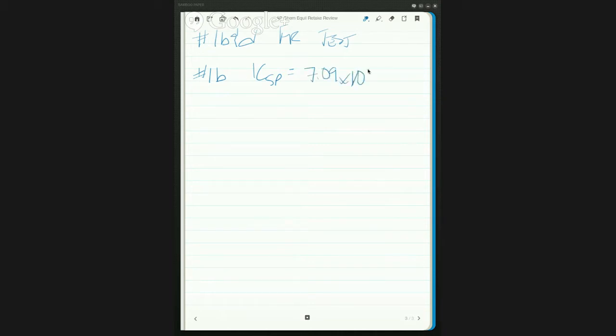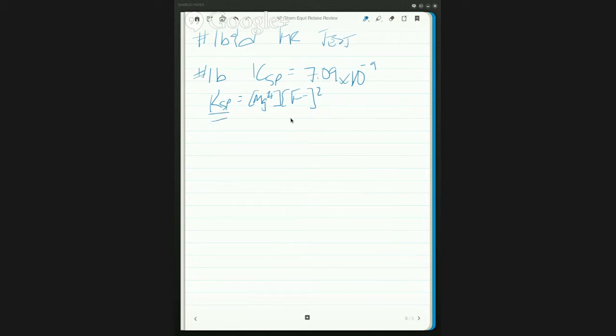7.09 times 10 to the negative 9th, okay? And the only thing that changes K is temperature. The only thing that changes K. So K is going to remain the same. And if you remember, Ksp is going to be equal to the concentration of Mg2+ times the concentration of F minus squared, okay? So if K stays the same, it's constant.